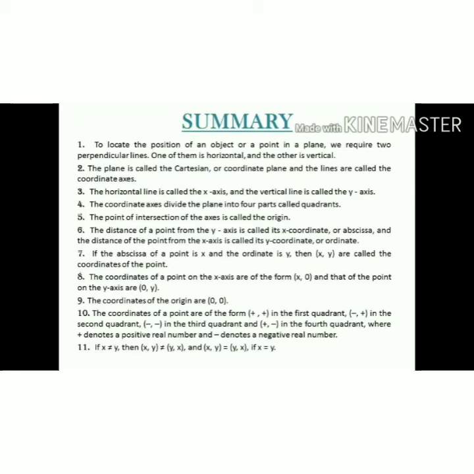The coordinates of a point are of the form (plus, plus) in the first quadrant, (minus, plus) in the second quadrant, (minus, minus) in the third quadrant, and (plus, minus) in the fourth quadrant, where plus denotes a positive real number and minus denotes a negative real number. If x is not equal to y, then (x, y) is not equal to (y, x). And (x, y) is equal to (y, x) if x is equal to y.